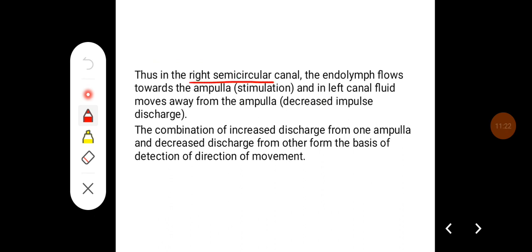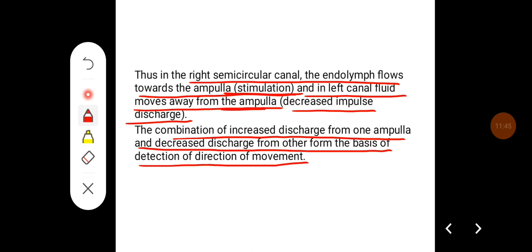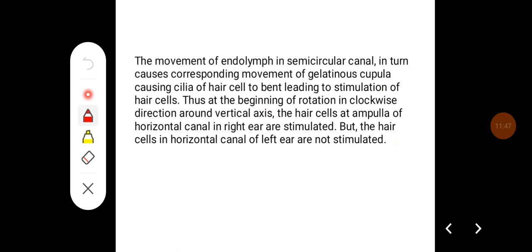Thus, in the right semicircular canal, the endolymph flows towards the ampulla, which leads to stimulation, and in the left canal, the fluid moves away from the ampulla, which is going to lead to inhibition by decreasing the impulse discharge. The combination of increased discharge from one ampulla and decreased discharge from the other form the basis of detection of direction of the movement.